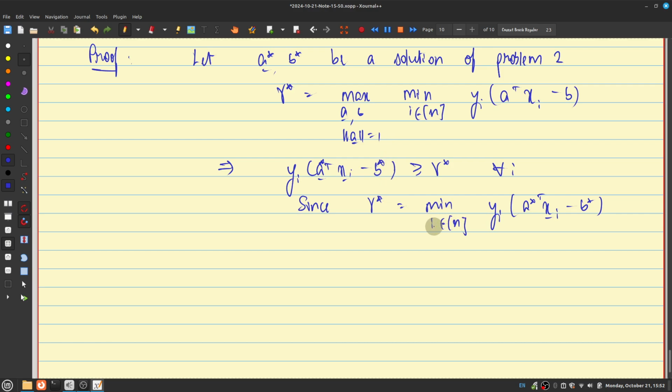So what would be the min over all i of yi times a star transpose xi minus b star? That would be equal to gamma star, because I'm claiming that this gamma star can be achieved, that this is not just a supremum, it's in fact a maximum. So you agree that gamma star is equal to this particular quantity, which means that since this is a minimum over all i, for every i, yi times this is greater than or equal to gamma star. I can say that for every a, b satisfying these constraints this is greater than or equal to gamma star.